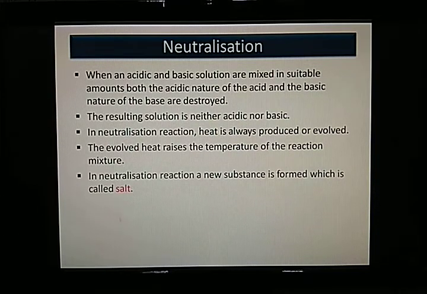Now in a neutralization reaction, as we know, we get a product that is called salt. So in the earlier case, we reacted hydrochloric acid, HCl, and sodium hydroxide, and we got sodium chloride as the salt, that is the common salt that we eat. So in every neutralization reaction, we will get a salt and some amount of water and also some heat. This is a general phenomenon.